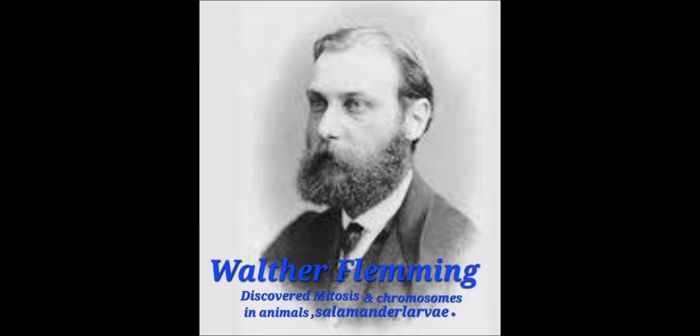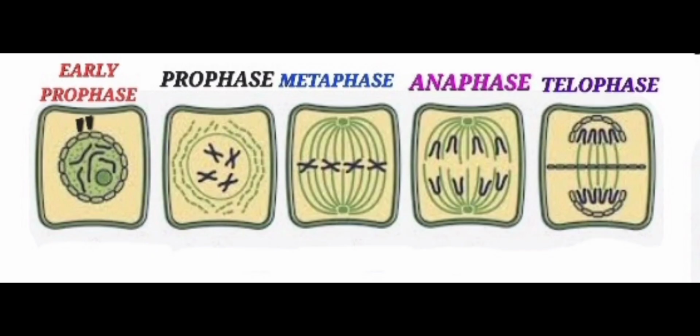Now, let us recapitulate the steps in karyokinesis. Karyokinesis involves four major steps, that is prophase, followed by metaphase, which is then followed by anaphase, and finally telophase. But the cell doesn't divide into two daughter cells only by the process of karyokinesis. It further goes through cytokinesis to divide into two daughter cells.